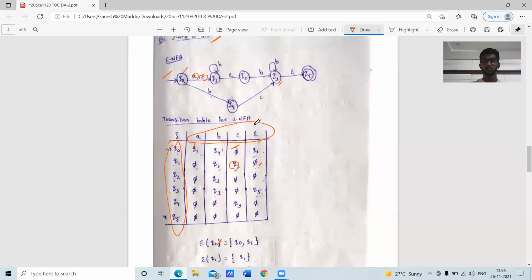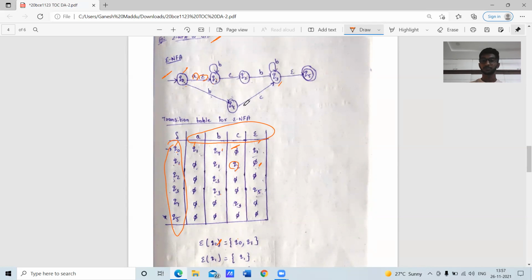Next for Q2. From Q2 by input symbol A, we are not getting any states, so null set. By input symbol B, we are getting Q3, so include Q3. By C there is none, and for epsilon also there is none, so null. For Q3, there is no A. For B, we are getting Q3. For C there is none. For epsilon, we are getting Q5, so include Q5.